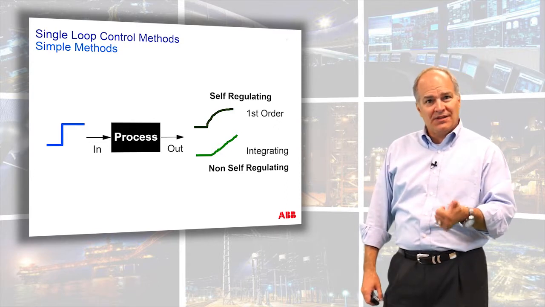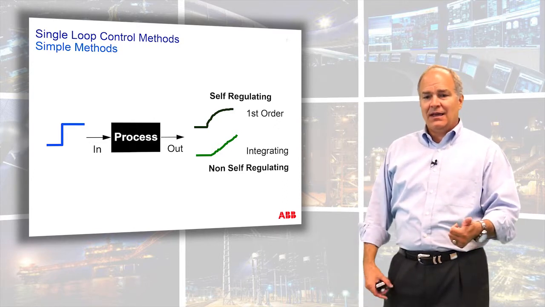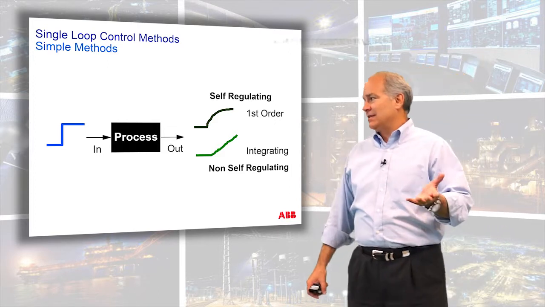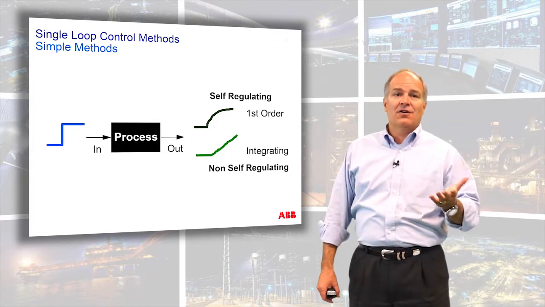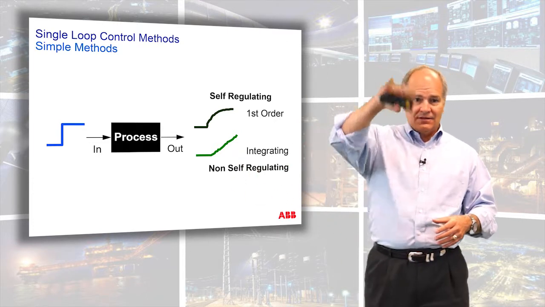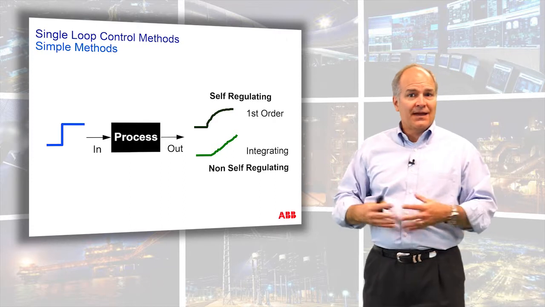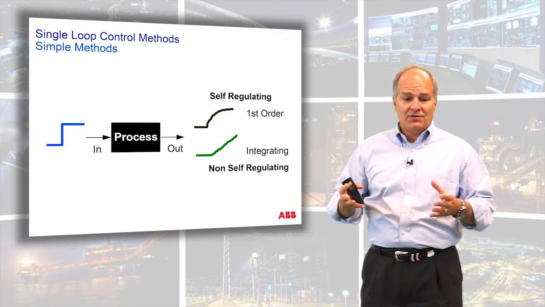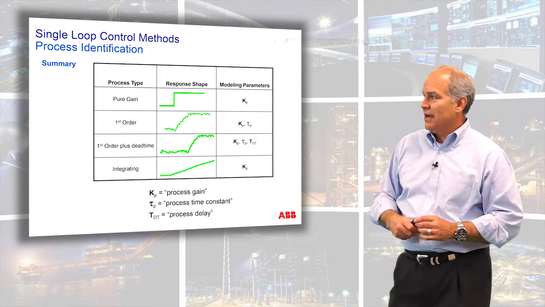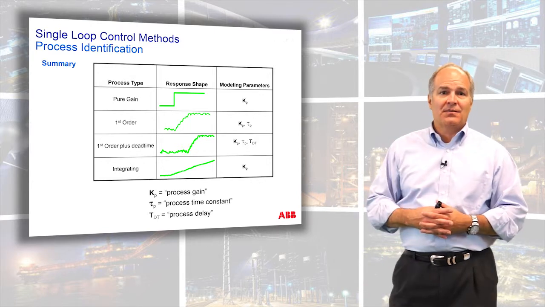First of all, how do you identify the process model and how do you tune it? I've heard it said that 95% of all tank levels or integrating processes oscillate. They do this. And so we're going to talk about how you identify that and how you remedy that. This is just a short refresher to show you some of the terms that we've talked about so far.